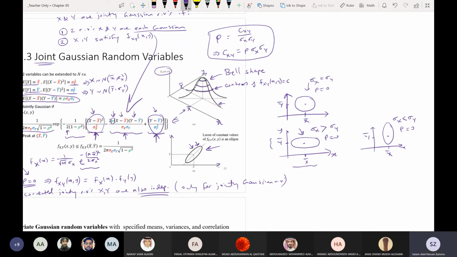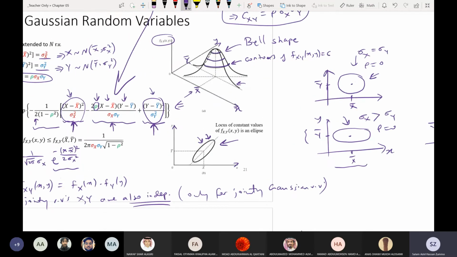Okay? Now, when do we start? So when rho equals 0, you see either a circle, or an oval that is horizontal, or an oval that is perpendicular. This is all still rho equals 0. When rho is not equal to 0, you start to see tilting of this contour. It becomes tilted, slanted. Okay?